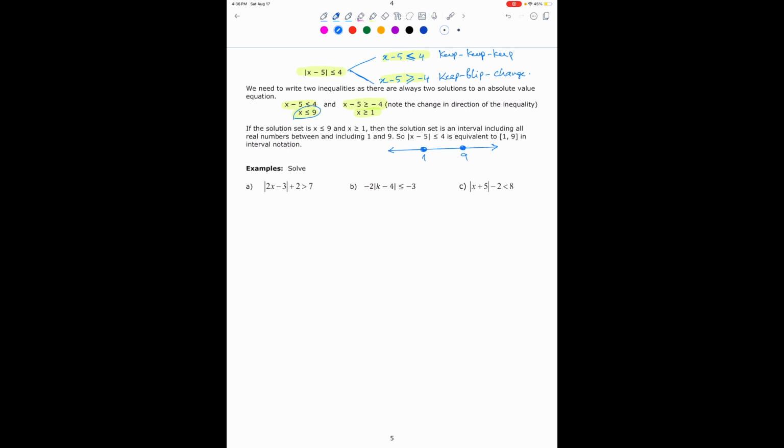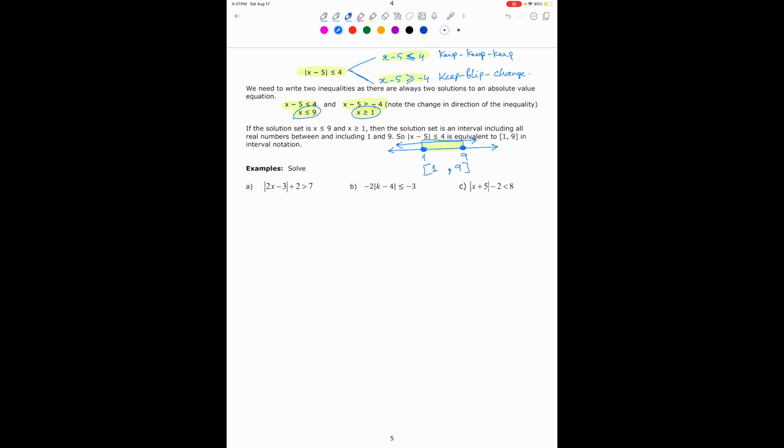The first inequality says x is less than 9, so we're going to go from 9 to the left. The next inequality says x is greater than or equal to 1, so we're going to go from 1 all the way to the right, which means the answer is the area in between, or the numbers in between, inclusive of 1 and 9. Now, to represent that in interval notation, we know the circle represents a bracket, and the first number is 1 and the second number is 9.